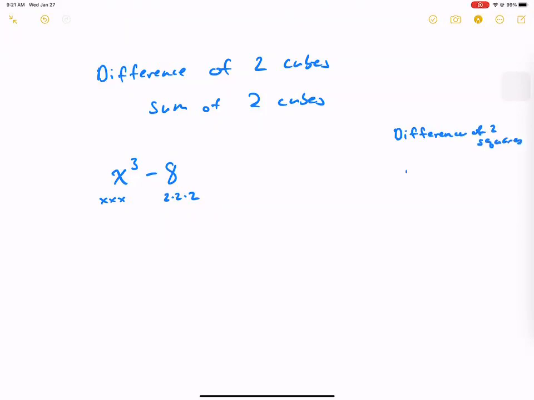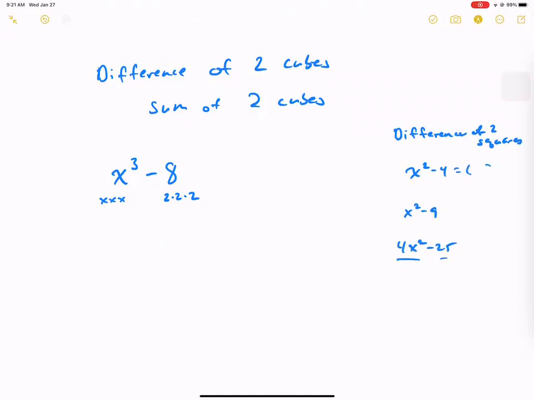Where this goes, if I see x squared minus 4, or x squared minus 9, or let's go a little fancy, 4x squared minus 25. X squared is a square, and 4 is a square. X squared is a square, 9 is a square, and 4x squared and 25, they're both squares.